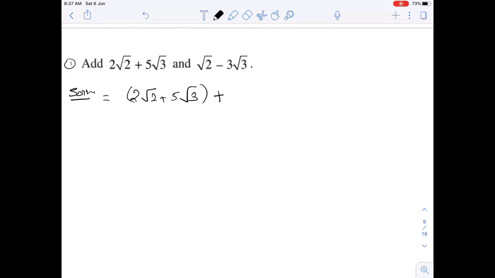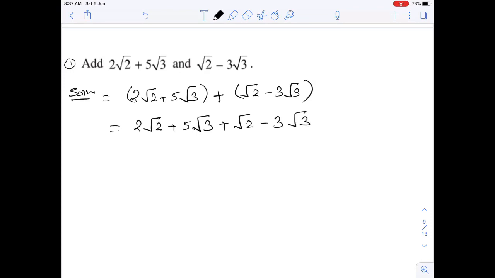Now since addition is given, in between this we will write plus, and here root 2 minus 3 root 3. Now we have to open the brackets, so you will get 2 root 2 plus 5 root 3 plus root 2 minus 3 root 3. Now what will be the next step?